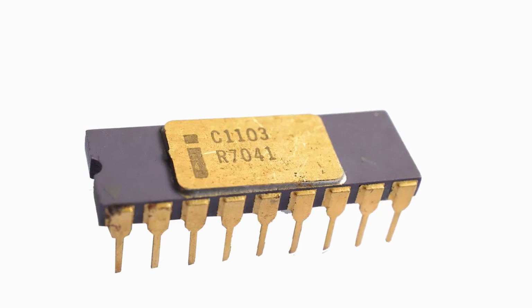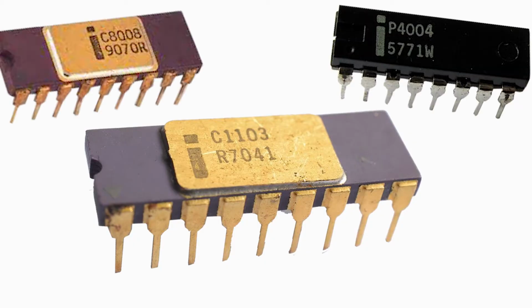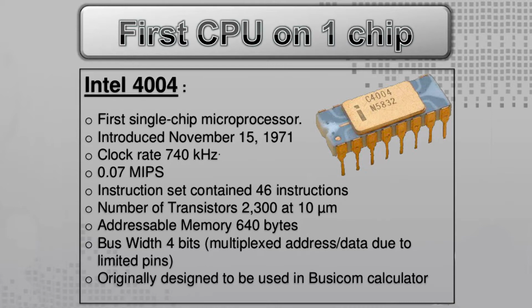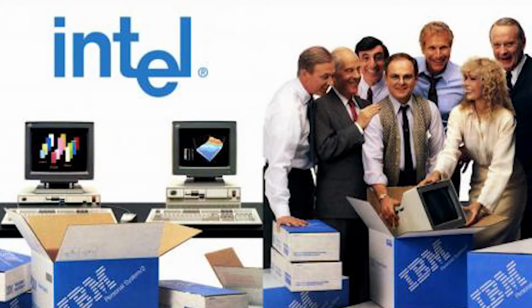The 4004 was released in a 16-pin circuit package on November 15, 1971. The 4004 was the first computer processor designed and manufactured by chip manufacturer Intel, who previously made semiconductor memory chips.